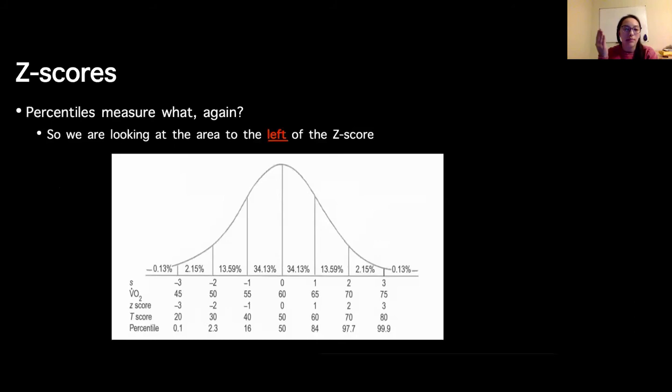This is a very important concept to remember, because when I ask you certain questions, in your activities, on the quiz, as well as the exam, you have to be cognizant of what the z-score tells you, what the percentiles are that you get from that z-score, and then how to manipulate those values based on what I'm actually asking you.